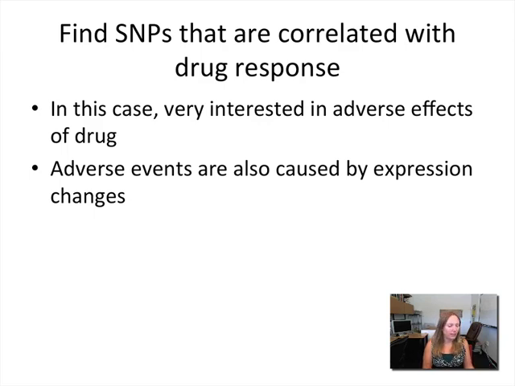In this case, they were super interested in the adverse effects of the drug. I haven't had cancer, but apparently cancer drugs are not very fun to be on, and this is one of the worst. So they were hoping to figure out SNPs that made you more or less susceptible to the adverse effects of the drug. Adverse events are also caused by or correlated with expression changes. So you can think about adverse events as being a different phenotype than the effectiveness of the drug, but one that is also measurable in kind of the same way.